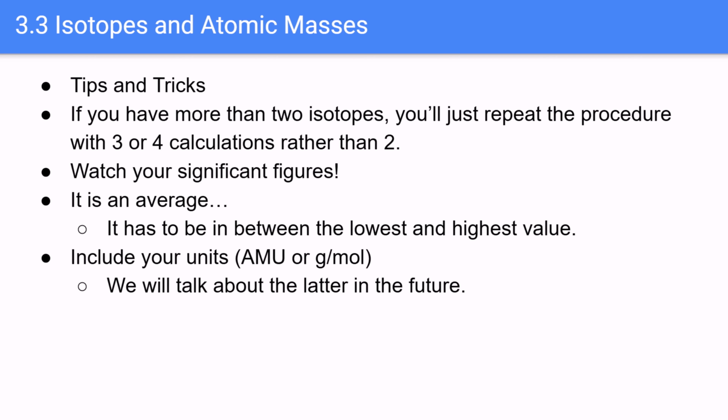So again, some tips and tricks. If you have more than 2 isotopes, you'll need to repeat this procedure with 3 or 4 calculations rather than 2. If you see 3 isotopes, you need to do 3 calculations and then add them together. Watch your significant figures, and then remember, it has to be an average. It has to be in between the highest and lowest values, just like we discussed, and we can make a prediction as to which isotope it's going to be closest to based on the percentages given. You also need to include your units, and for right now, you can include AMU or grams per mole. We'll talk about the latter in the future, but either of those are perfectly acceptable units for this particular calculation.